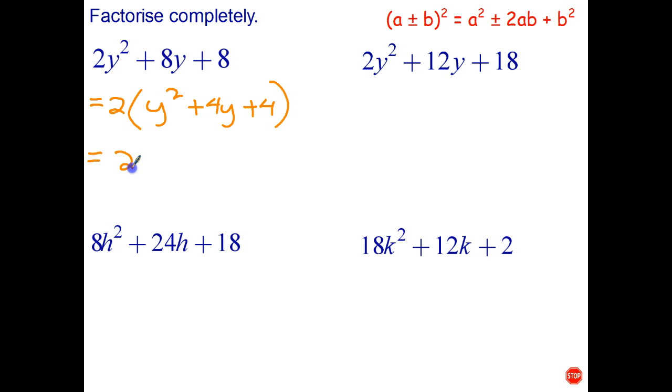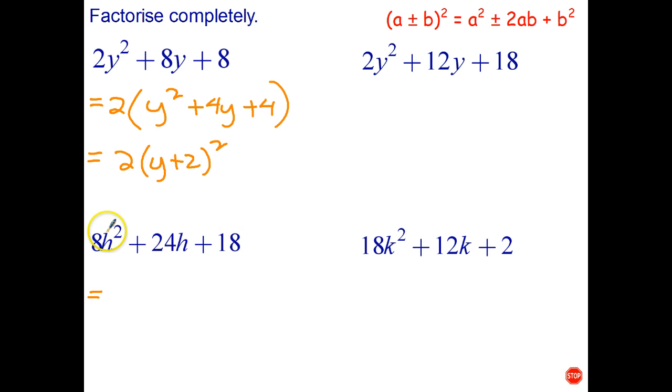So I can then go ahead and say that's just going to become 2 outside of y plus 2 all squared. So the lesson from this particular question here is first take out a common factor. Once you've taken out the common factor, see if you can factorize any further. Okay, I'll have a go at this one down here.